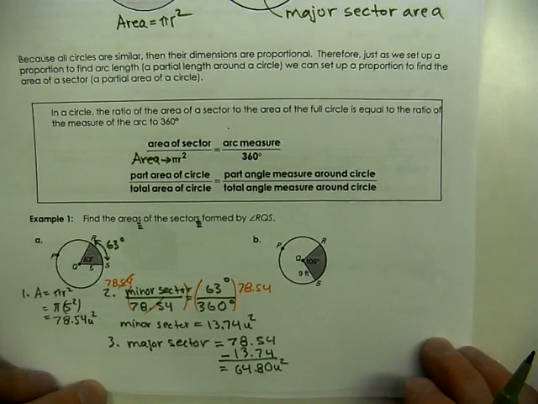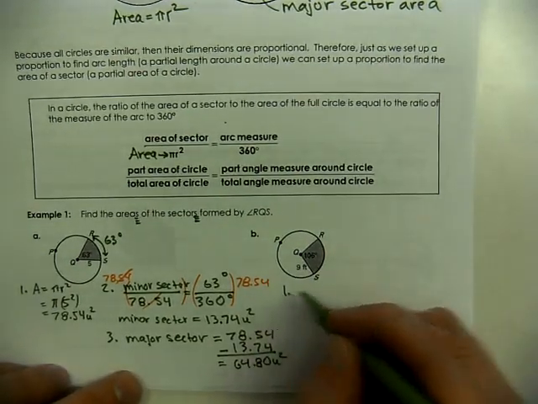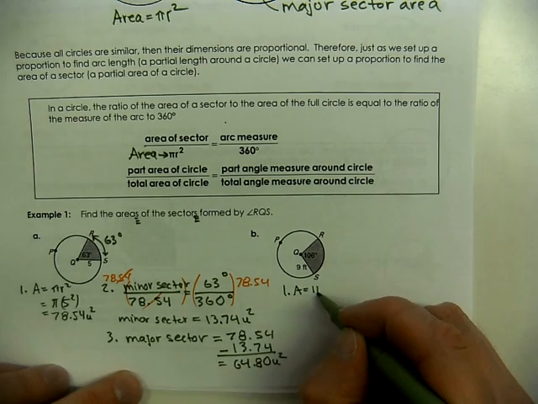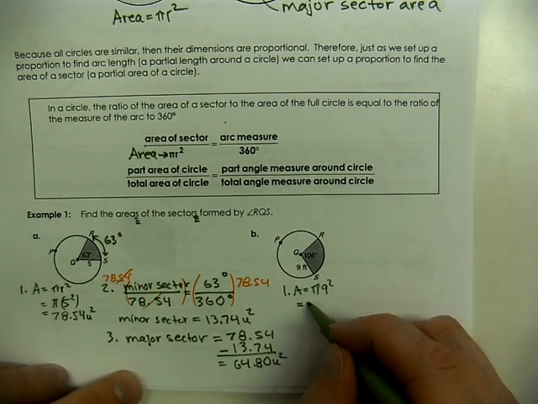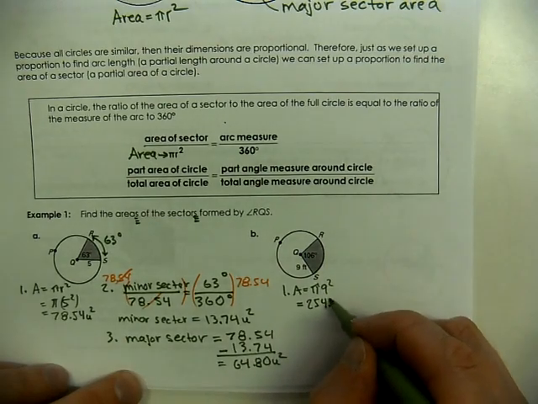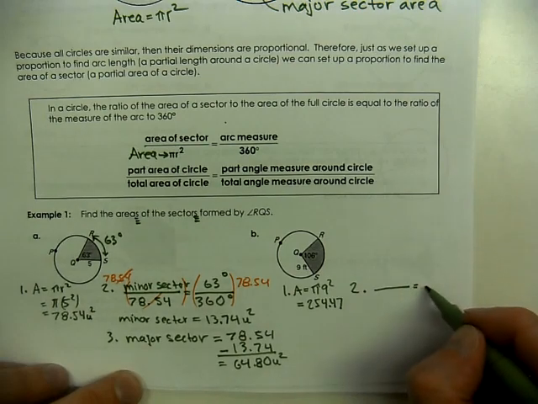Let's take a look at part B. We have a radius of 9 feet. So step number 1, find your area of the circle, which is pi r squared. So pi times 9 squared. So 81 pi will give us 254.47.